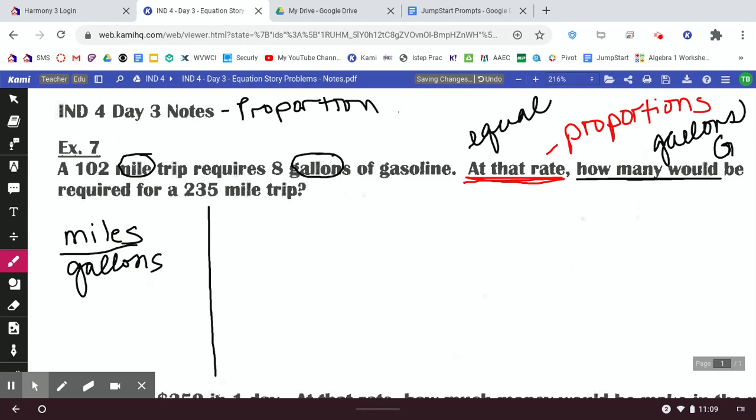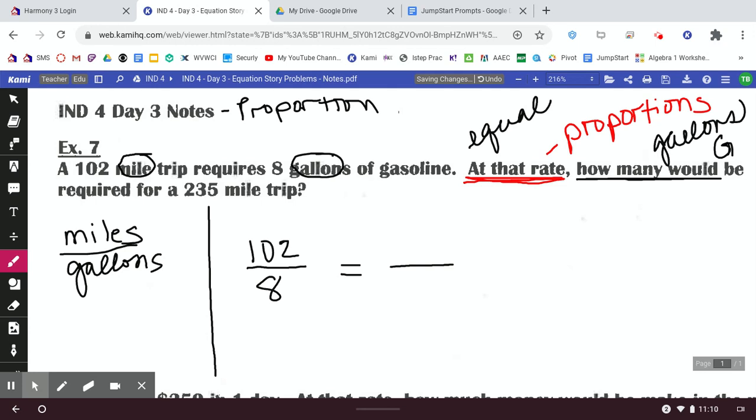We know that we're going to set two things equal to each other, right? We know that because we want the same rate. And because it's a proportion, we're going to have a fraction on this side and a fraction on this side. So now let's fill in what we know. We've got 102 miles requires 8 gallons. Since I'm putting miles on top, I'm going to put 102 on top and 8 on the bottom, because that's miles over gallons.